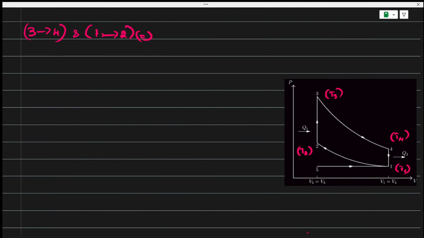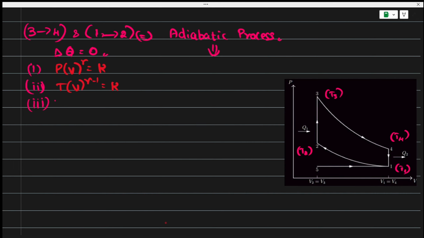In the question they have given that these are all adiabatic processes. Since these are all adiabatic processes, the change in heat, delta Q, is equal to 0. Now it should obey these three equations: T into V power gamma is equal to constant, T into V to the power gamma minus 1 equal to constant, and T power 1 minus gamma is equal to constant.